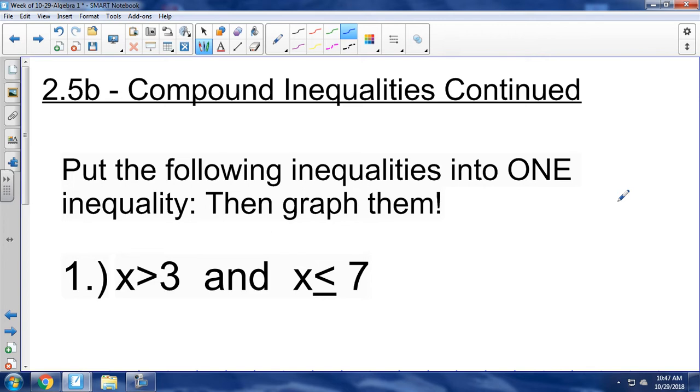We are making the 2.5b compound inequalities video. And what we want to do is put these two inequalities into one inequality, and then we want to graph them. So you should have this on your handout.